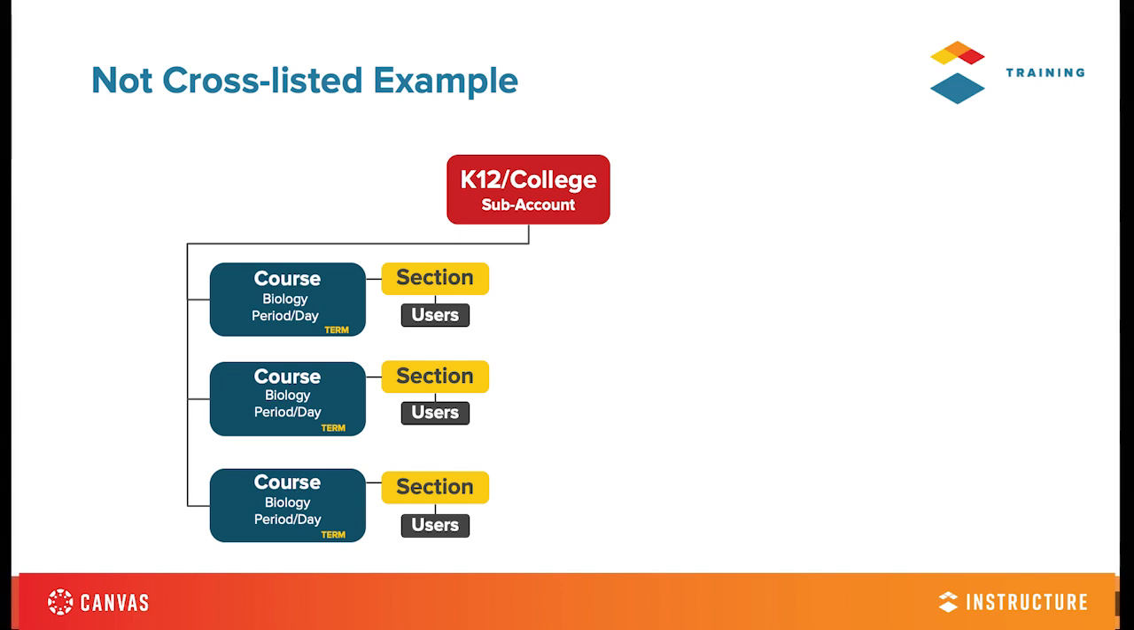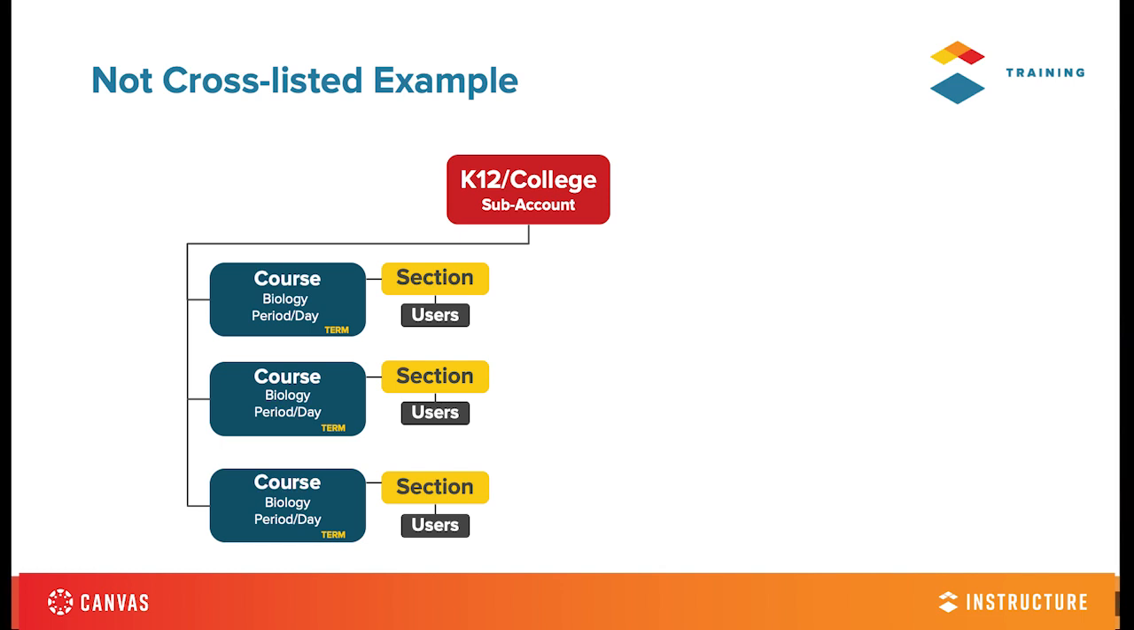So when it comes to a non-cross-listed example for courses, this is whenever you merge together multiple courses for each section. So this is ideal if it's the same content, right? You have 10 sections of biology and they're all going to learn the same material, but they do all of their learning at different times of the week or in that day.